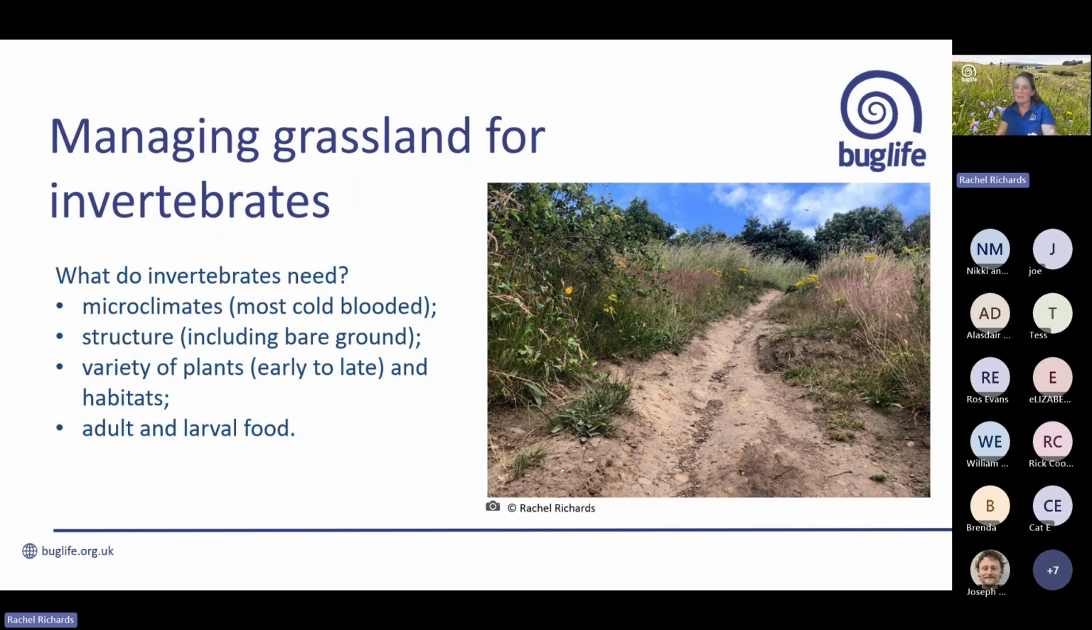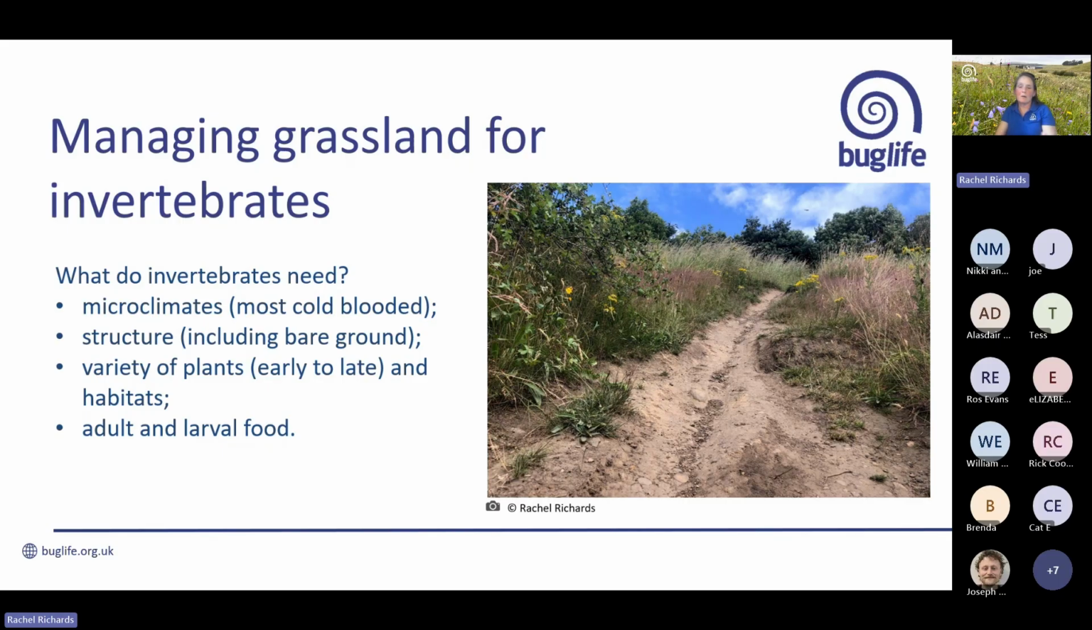Variety, because different pollinators have different tongue lengths and different plant preferences. Solitary bees and hoverflies like shallow flowers, bumblebees like deep flowers, the long-tongued bumblebees like even deeper flowers, butterflies like deep flowers. So it's that variety. So species-rich grassland is fantastic because in native species-rich grassland, you're getting spring flowering plants, you're getting flowers right through the summer, and you're getting things in the autumn as well, and you're getting a variety of flower shapes and structures. And you're thinking about not just the adult plant food, not just the pollen and the nectar for the adults, you're thinking about the larval food plants.